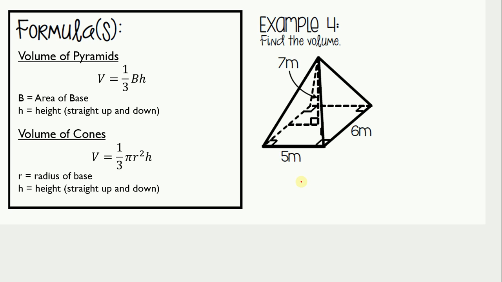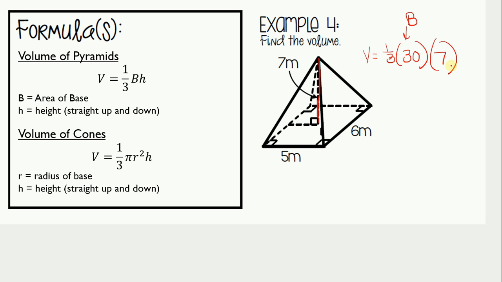Let's go ahead and find the volume of this pyramid. So I get volume equals 1/3. Now we need to find the area of our base, and it looks like the base is a rectangle. Yeah, this is a rectangle. So we'll go 5 times 6, 30. This is my big B. And then times my height. My height straight up and down from the base up to the top is 7. So we need to know what is 1/3 of 30 times 7.